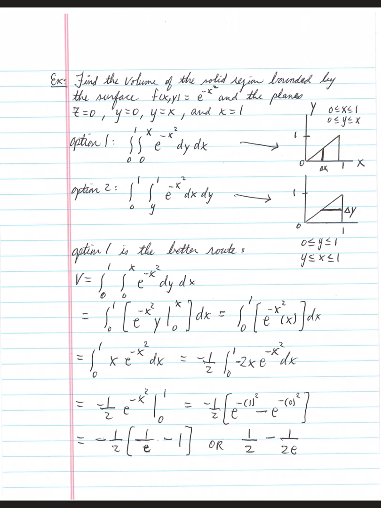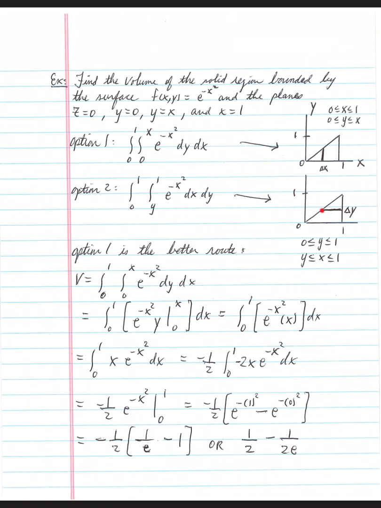Remember, if we use a vertical strip, dx goes outside, and the limit from 0 to 1, representing the x direction, also goes out here on the outside. Now our y variable on the inside is from 0 to wherever our line y equals x cuts us off. So 0 to x in the y direction.